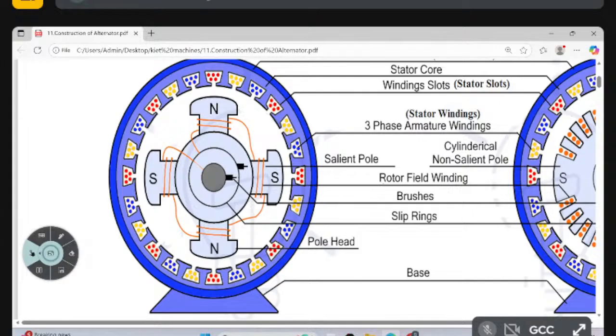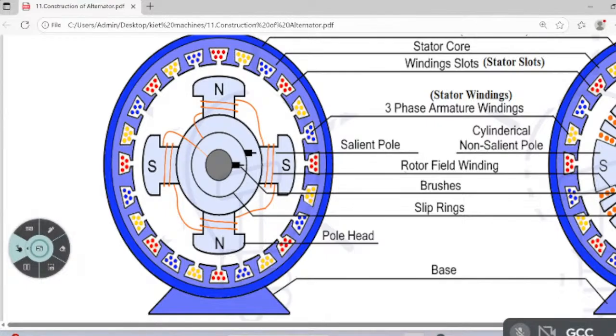Now what am I doing? I am keeping the conductor stationary and the field is rotating. So I am interchanging their places. The stationary field is converted to the rotor. Whatever conductors are available in the rotor, I have kept in the stator. That is the difference.